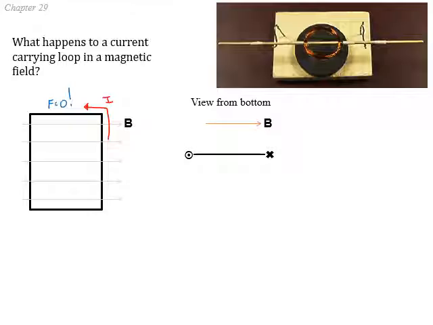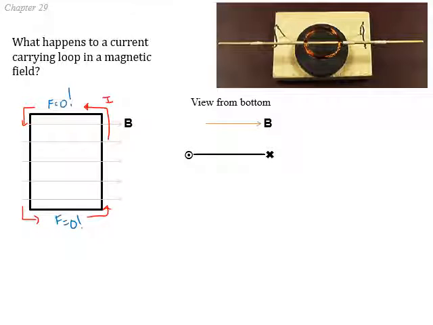Okay, now while we've got that idea in our head, let's do the force on the bottom part of the loop. The current goes to the right in the bottom part of the loop. So our current goes all the way around, goes to the right in the bottom part of the loop. The magnetic field is to the right, so F equals IL cross B equals 0. Okay, there's the two easy bits done.